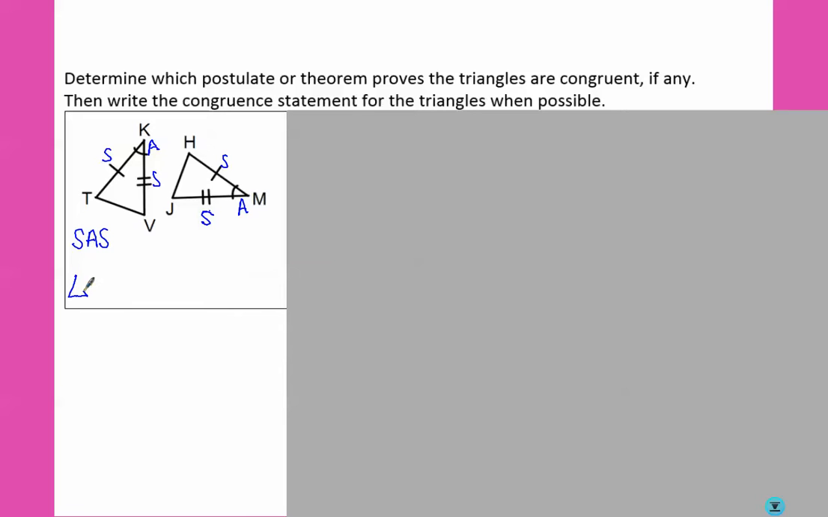If we write our congruence statement, triangle, I'm going to start with T. I'm going to follow along the side that has one tick mark to the angle with one mark, which is K, and then follow along the side with two tick marks to letter V. This is very important because our letters need to be in the appropriate order when we write our second triangle. So I started from the side where there was no marks, so H, followed along the side with one tick mark to letter M, and then follow along the side with two tick marks to letter J.